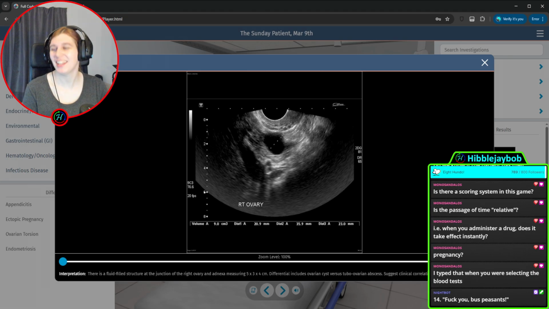You typed that when you were selecting the test, yeah. I do not know how to interpret ultrasounds. That is way beyond my scope. But the interpretation is that there is a fluid-filled structure at the junction of the right ovary and the adnexa, measuring 5 by 3 by 4 centimeters. Differential would include an ovarian cyst versus tubo-ovarian abscess. Suggests clinical correlation. Okay.